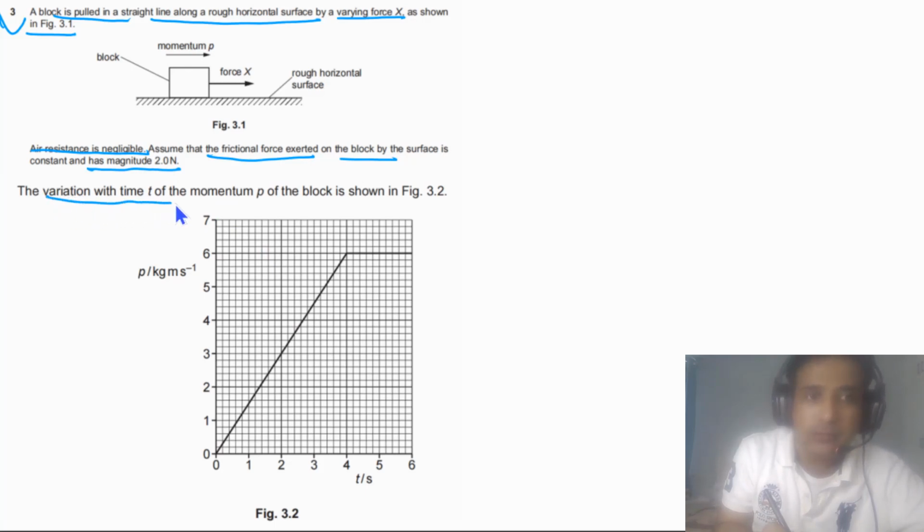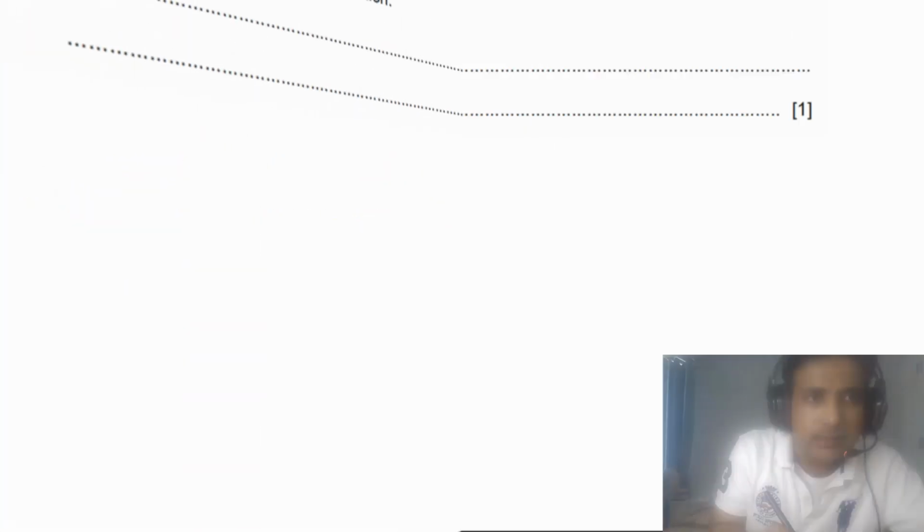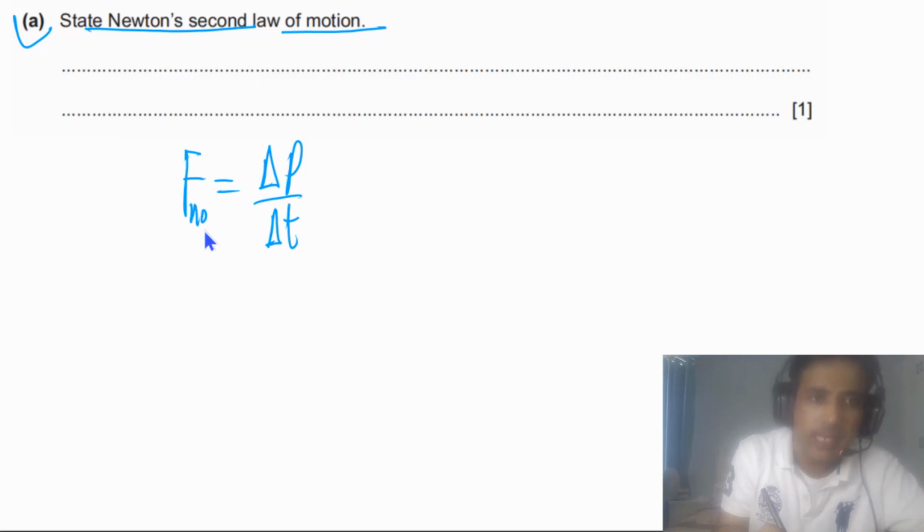The variation with time t of the momentum of the block is shown in figure 3.2. So we have a momentum against time graph. Part A says state Newton's second law of motion. Newton's second law of motion, simply we can state F is equal to delta P over delta T, and F here is the net force.